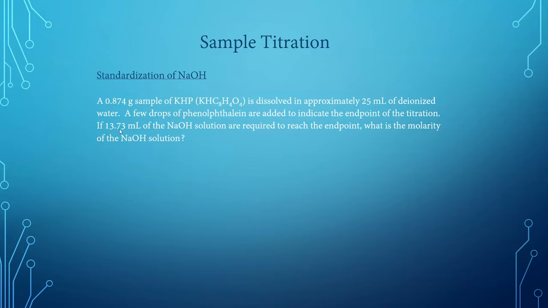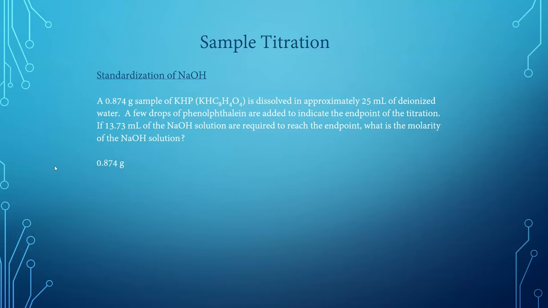So in this particular case, we found that it took 13.73 milliliters of the sodium hydroxide solution to neutralize the sample of KHP. Now this is also a 1-to-1 stoichiometry, so the number of moles of KHP is going to be the same as the number of moles of sodium hydroxide.